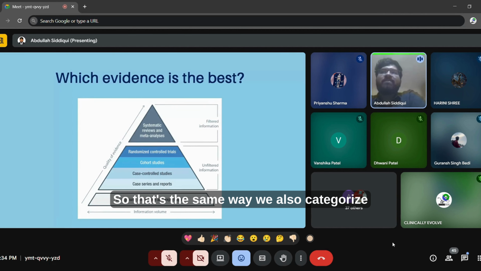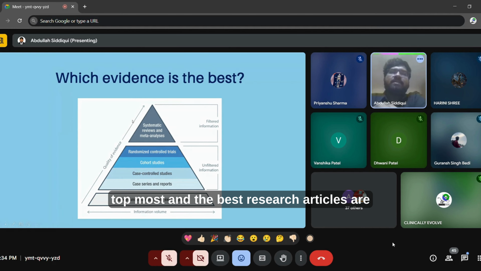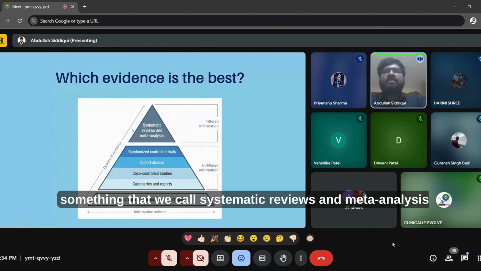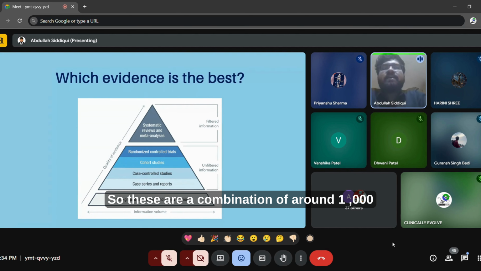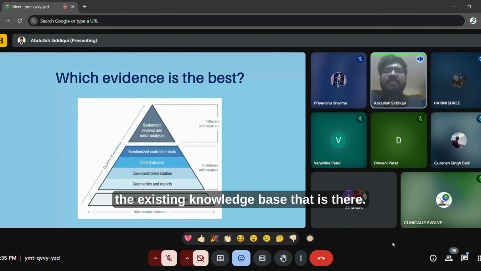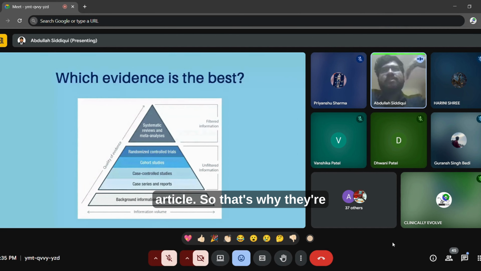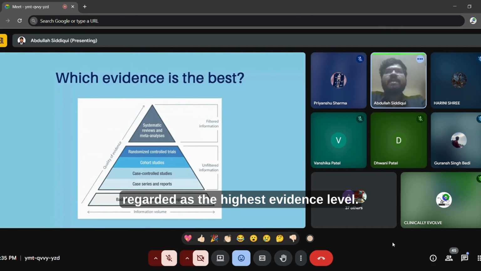So that's the same way we also categorize; there is a hierarchy of research articles. So the topmost and the best research articles are something that we call systematic reviews and meta-analyses. So these are a combination of around 1,000 or 100 or 15. So they combine all the existing knowledge base that is there currently at that point in time into one research article. So that's why they are regarded as the highest evidence level.